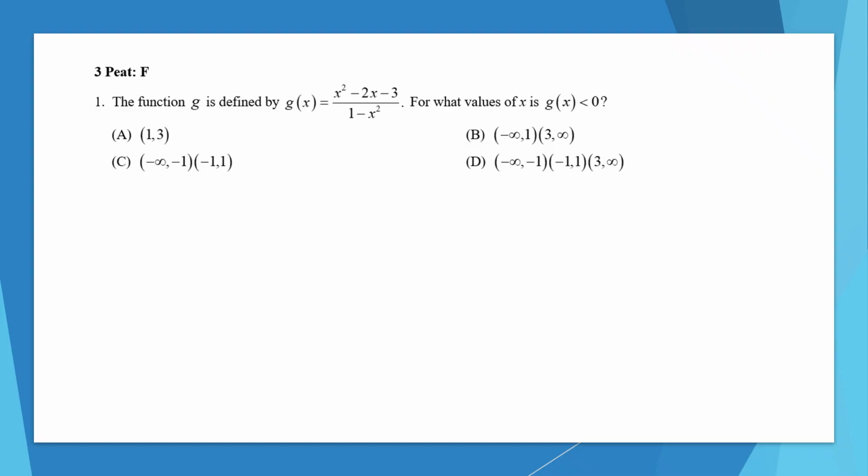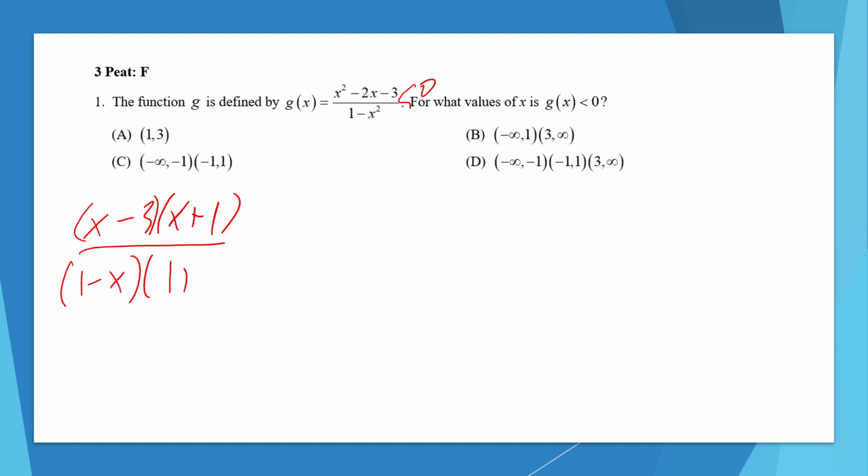All right, so the first one, we have a rational function, and we want to figure out where it is positive or negative, where it is below 0. So we want to get it in factored form first. This is (x minus 3)(x plus 1) all over 1 minus x squared, which is (1 minus x)(1 plus x), so these two are the same. And so we're going to get our zeros at negative 1, 3, and positive 1. So let's plot those on our number line now.